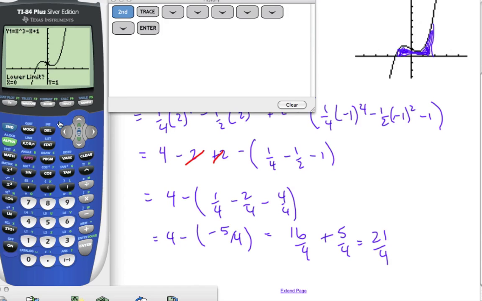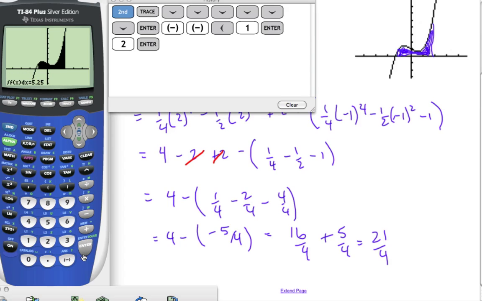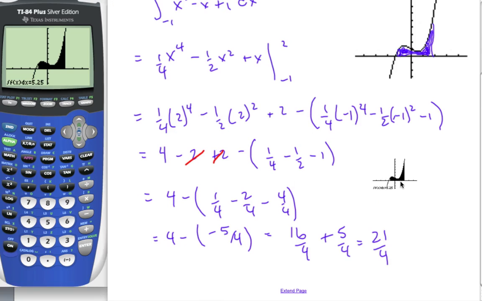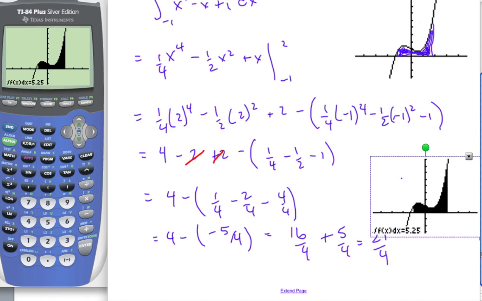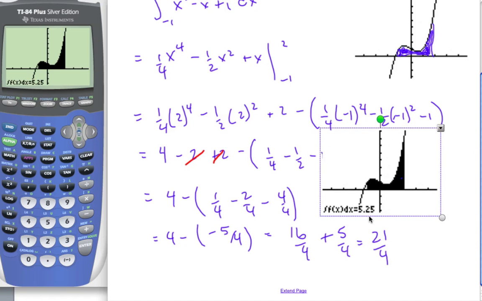And I'm going to take the integral. My lower limit is -1. Oh, too many negatives. -1. And my upper limit is going to be 2. And then the calculator does all the work for you. It does, and if you see from the picture, it's really nice. It even shows you what area it was you were trying to find. And ta-da! 5.25. Hooray! Okay, shall we do another one?